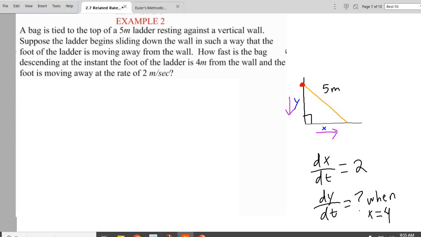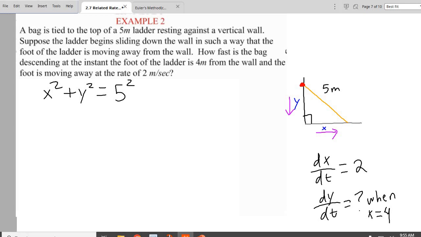Which is also called our Pythagorean theorem. In this case, what are acting as my 2 sides? What's acting as my hypotenuse? 5. Can I go ahead and put my 5 in? Why? Because it's constant. It's not changing. Now, can I plug my x equals 4 in? No, because that is changing. I cannot plug that in until when? After I've taken the derivative.